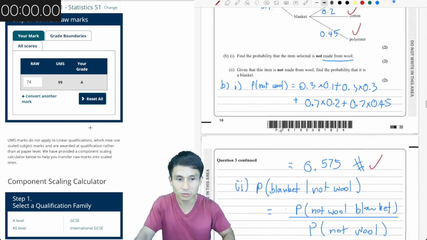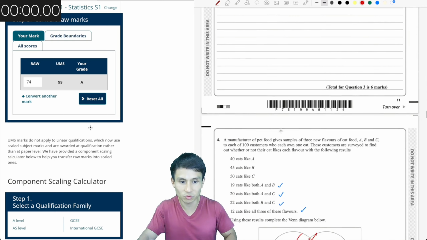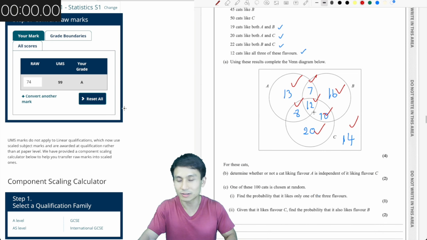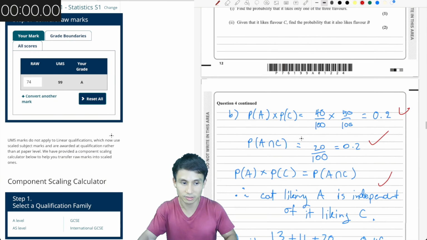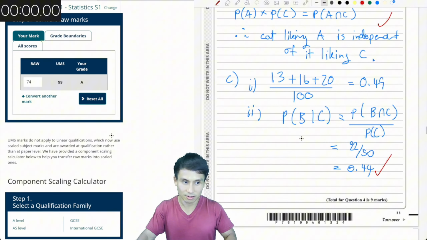Okay, this one is fine, I guess. The blanket wool thing, this one is fine. The technique is to fill in the most middle part first here, and then progress outwards.